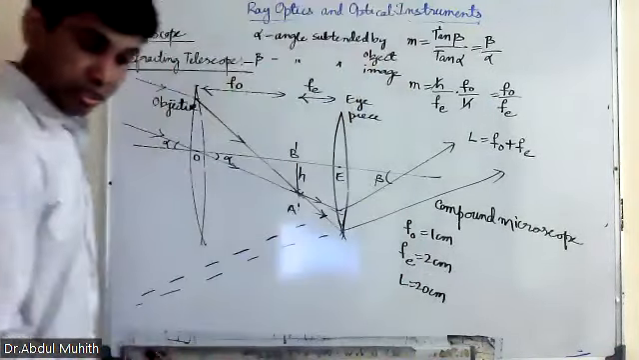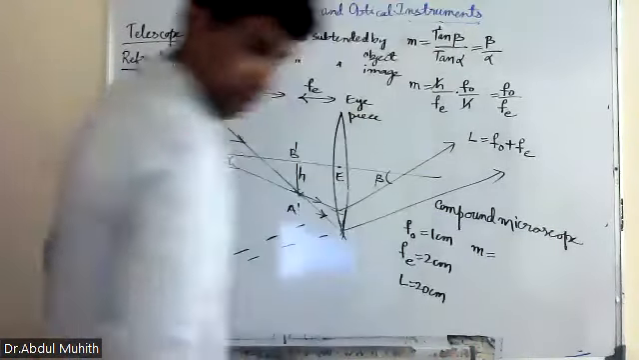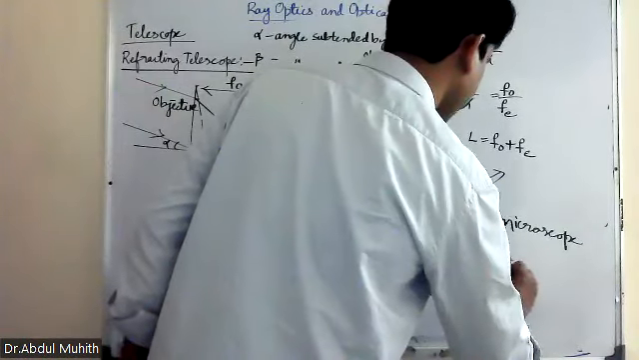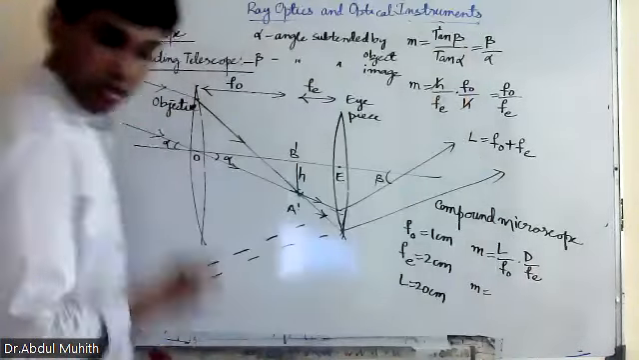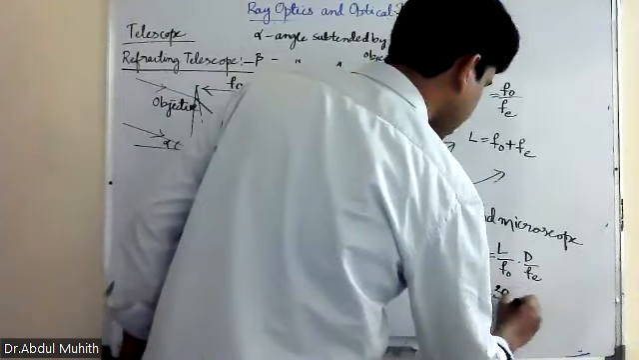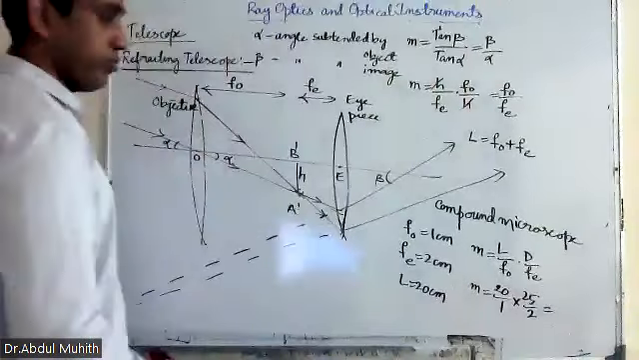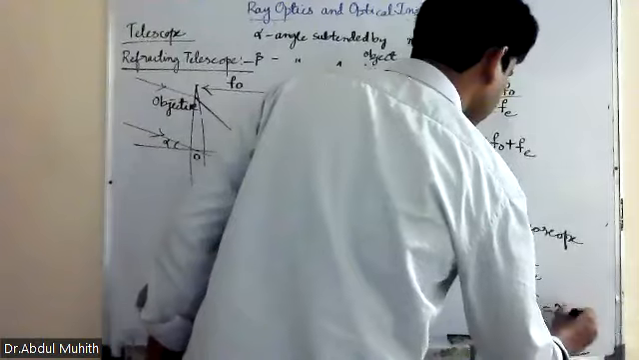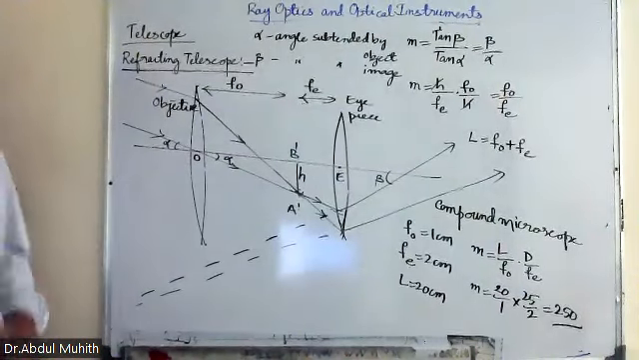So what is the magnification? Magnification is equal to L by Fo into d by Fe. So magnification is equal to 20 by 1 into 25 by 2, because d is 25 centimeters. The answer is 250 times. Clear? Is that clear? Yes, sir.